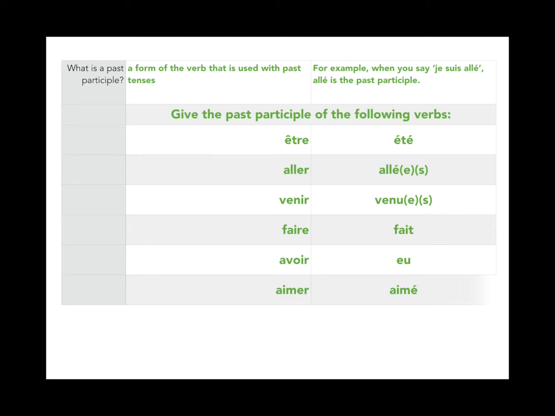The next one is aimer. Its past participle is aimé. The next one is finir, and its past participle is fini. The next one is attendre, and its past participle is attendu. All right, so this week you need to write down and memorize all of those past participles.